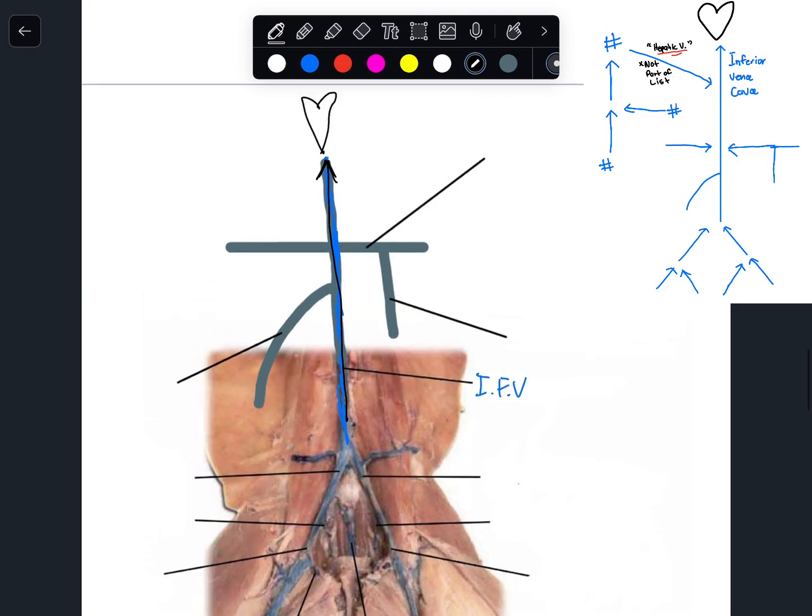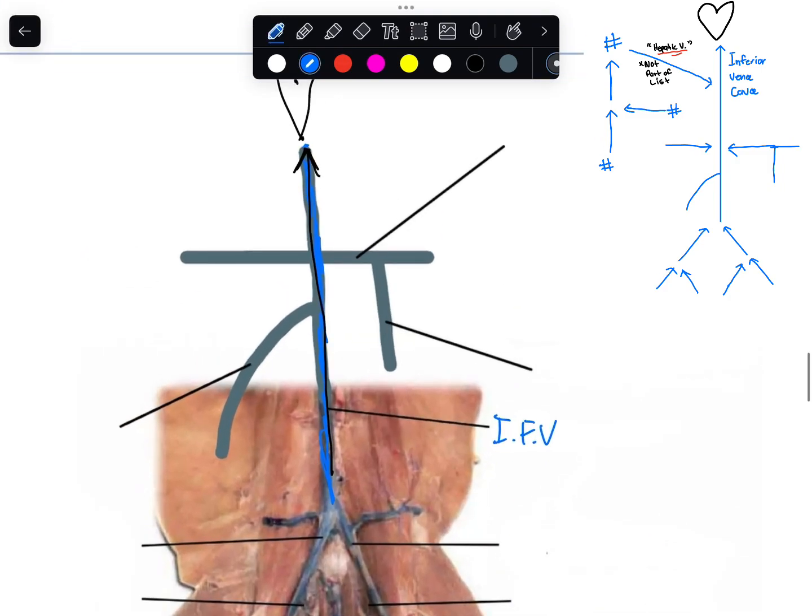Okay, cool. Now going over the renal vein. This is the renal vein. These kind of like transverse cross thingy like veins. That's the renal vein.